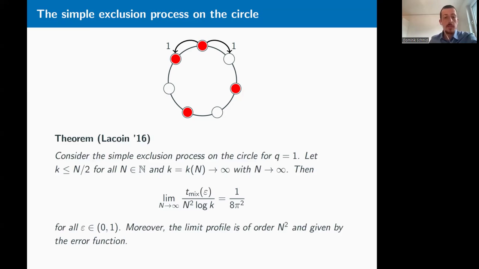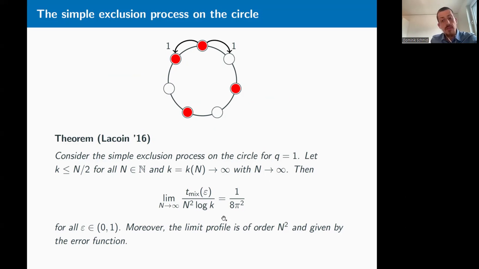Now, in this case, we have a very good understanding of mixing times and even the limit profile. It turns out that Lacoin managed in 2016 to show that when we assume that k is less than n/2, and the number of particles k goes to infinity with n, then the mixing time is of order n^2 log k, where the leading constant is given by 1/(8 pi^2). And if we look at the limit profile, because we had this question earlier, it turns out that the correct window is of order n^2, and we have an explicit description of the limit profile using the error function, the Gaussian error function.